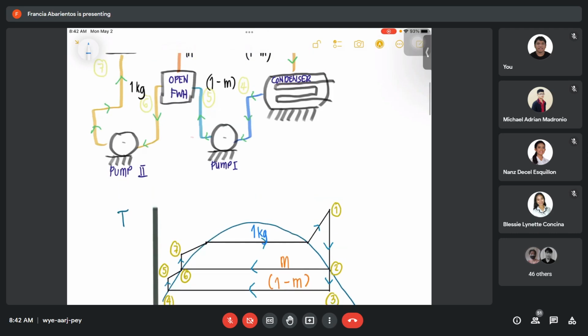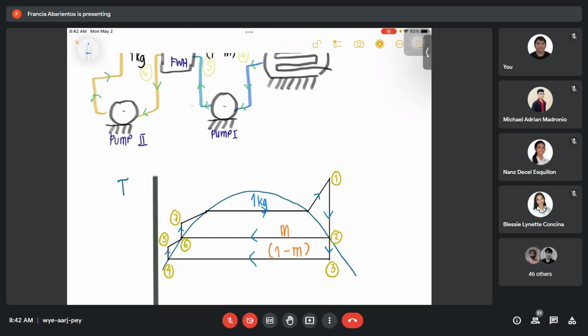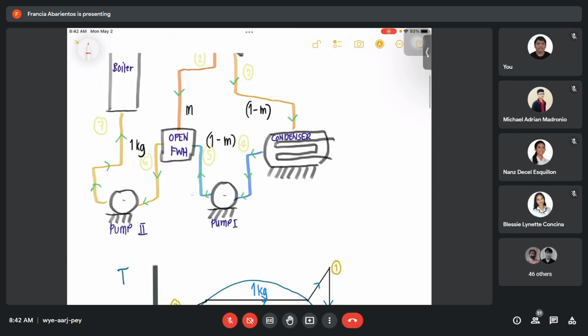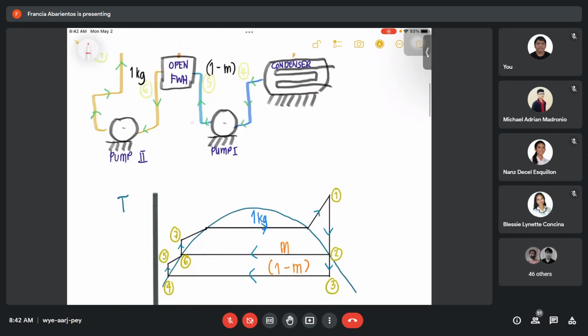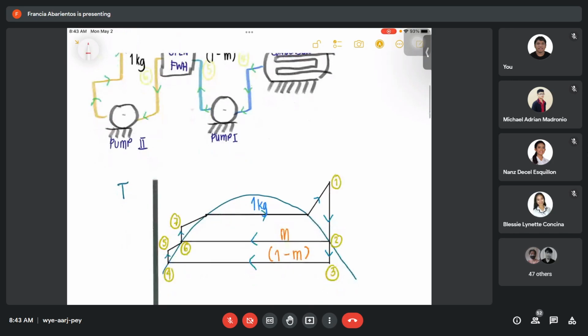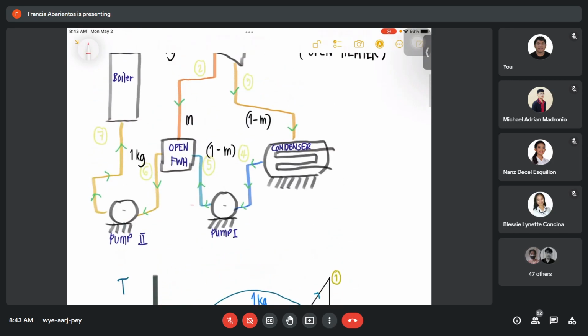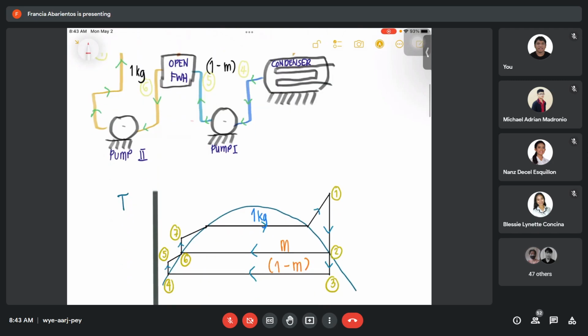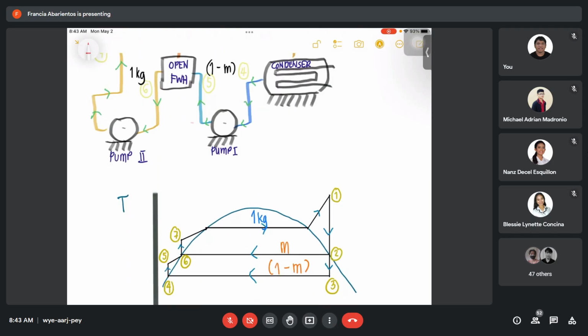So, denoted as 2 to 6 is where your feed water is, and 3 to 4 is the condenser. Let me write it so you won't get confused. So, 4 to 5, you will read this in our schematic diagram, class. 2 to 3 is your separate process wherein our mass enters the open feed water heater. And 3 to 4 is our condenser.